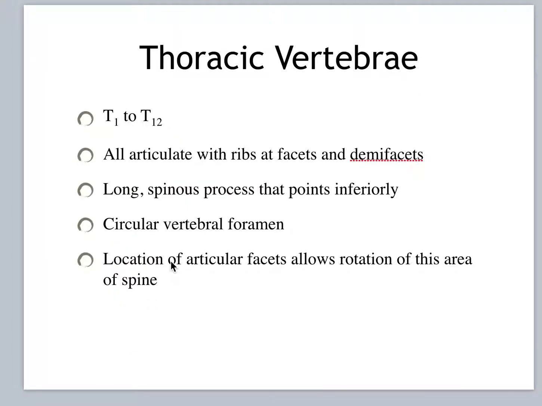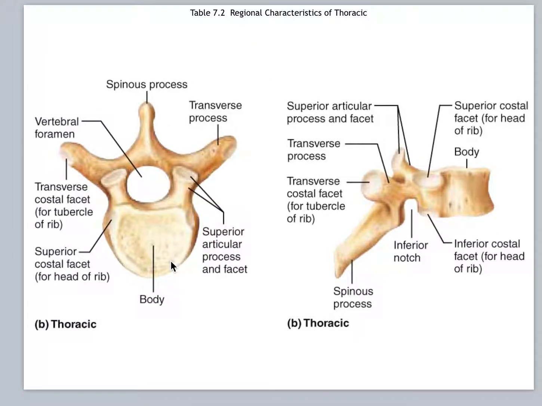Let's move now to the thoracic vertebra. That's T1 through T12. They have a long spinous process that points inferiorly. And that's the distinguishing feature of the thoracic vertebra. Let me show you a picture of it. Here's the lateral view of the thoracic vertebra, showing how it has a spinous process that sticks outward and goes downward. It's kind of slender.